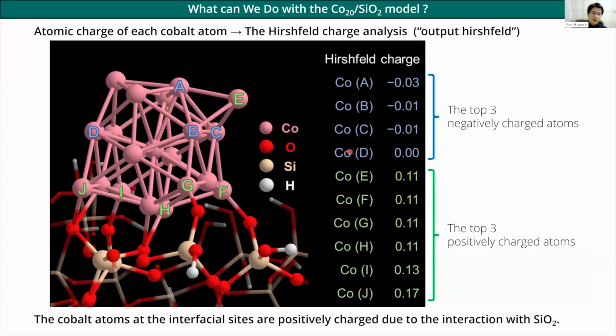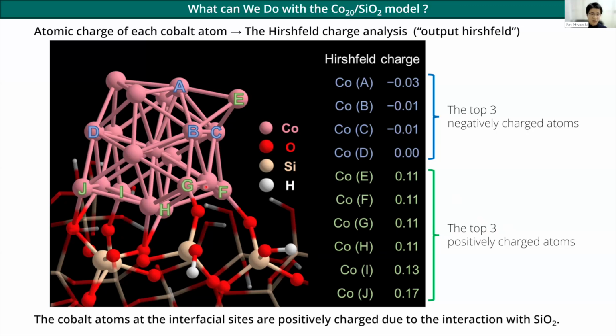The next question is, now that we can get this kind of theoretical model for a cobalt catalyst, what can we do? First, of course, we can investigate the electronic structure. Here, I investigated the atomic charge of each cobalt atom. By using Hirshfeld charge analysis, we can get this atomic charge, and in FHI-aims you can use this kind of keyword in the control.in file. Here I show the result of the Hirshfeld charge analysis, and I picked the top 3 negatively charged cobalt atoms and the top 3 positively charged cobalt atoms. The blue one is negative, and the green one is positive.